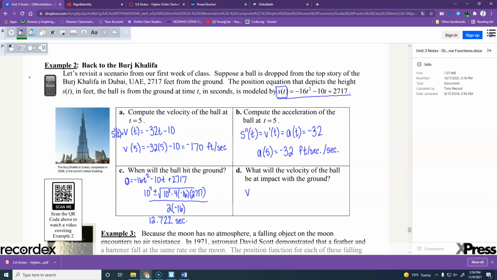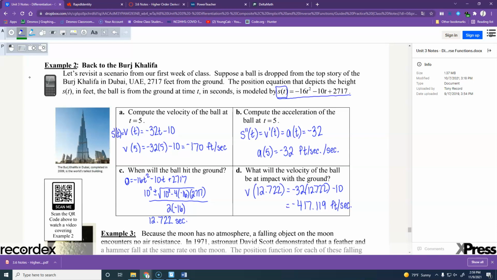Alright, so we need the velocity formula. We're going to plug 12.722 seconds in. So negative 32 times 12.722 minus 10. And I already did this earlier. It's negative 417.119 feet per second. It's essentially moving more than 4 football fields every second.